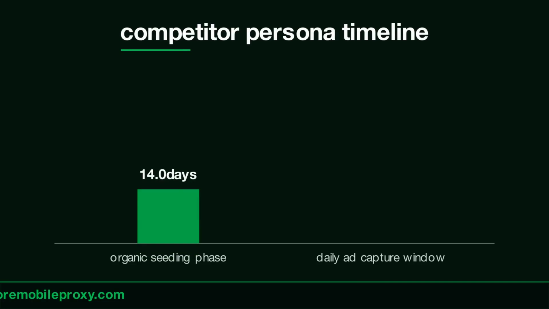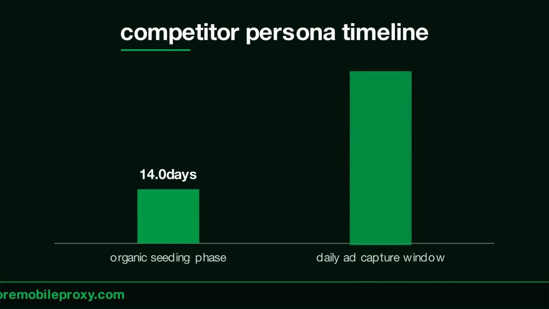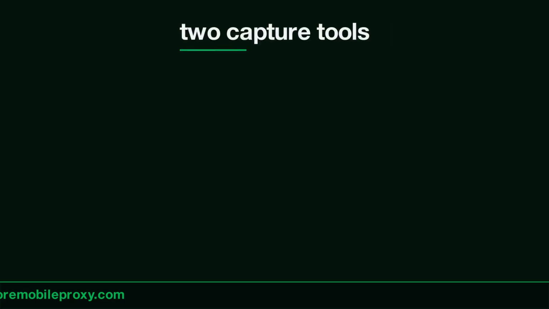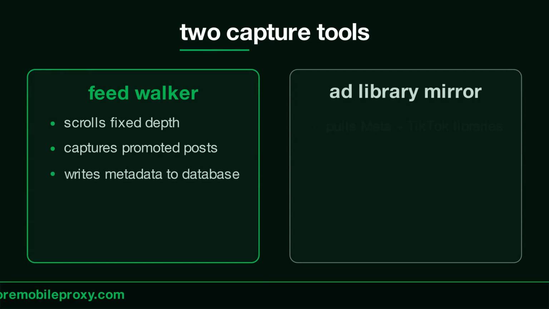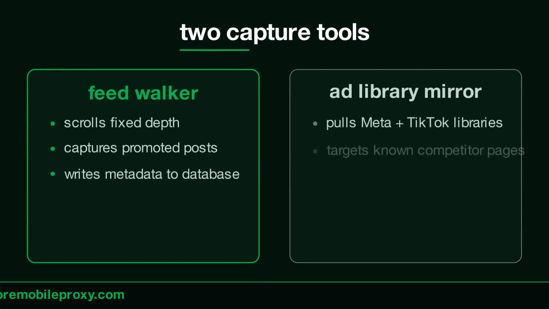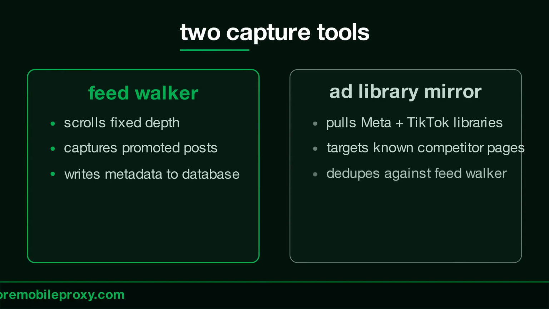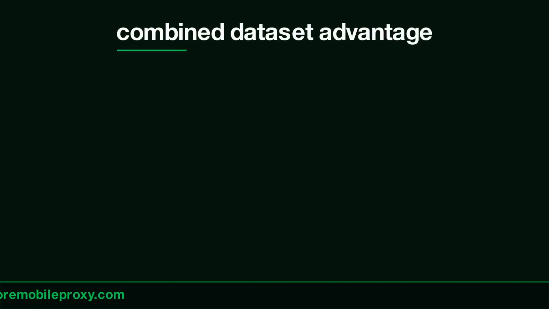The first tool is a feed walker that scrolls a fixed depth, captures every promoted post, and writes metadata to a database. The second is an ad library mirror that pulls the public Meta and TikTok ad libraries for known competitor pages and dedupes against the feed walker output. The combined dataset is more useful than either tool alone. The feed walker shows what the platform actually serves to real users. The ad library shows the universe of creatives the competitor has live, including ones not currently in rotation. The intersection is the competitor's active strategy.